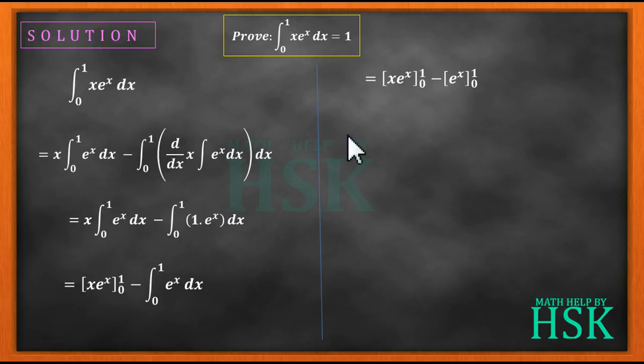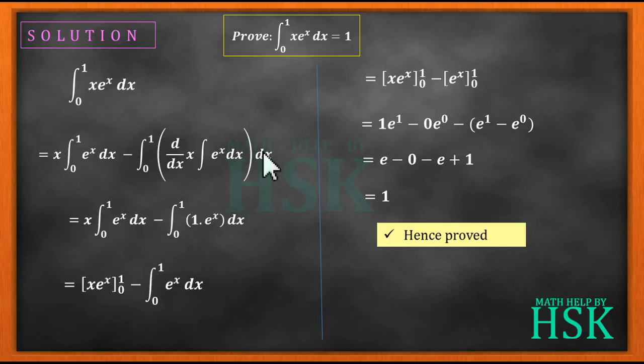Now I am going to simplify the limits to obtain 1 into e to the power of 1 by placing the value of upper limit, and 0 into e to the power of 0 by placing the lower limit, and similarly here e to the power of 1 minus e to the power of 0, and this minus sign as it is. Further I can write this value as e, this would be 0. On opening the bracket I am going to get this as e, and this e to the power of 0 would be 1, and this minus minus is going to become plus. So these two e's cancel out, so I get the value as equal to 1. So this proves that the integral of x e^x dx is equal to 1.